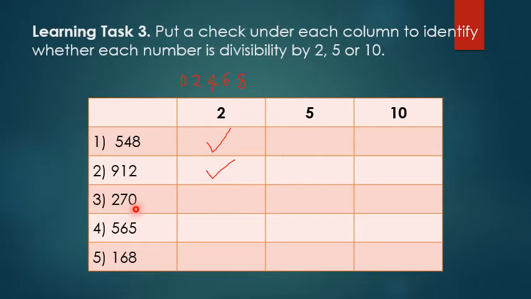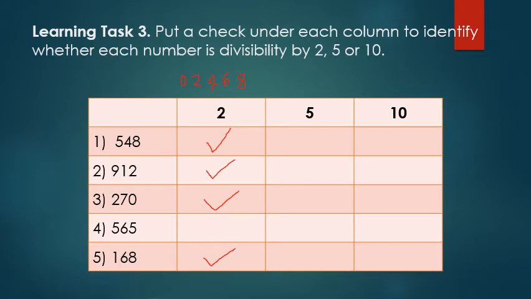How about number 3, 270? So, saan siya nagtatapos? Sa 0. So, nandito po ba ang 0? Okay, so nandun po siya. So, siya ay divisible by 2. How about number 4? 565. Saan nagtatapos ang 565? Sa 5. So, nandito po ba siya? Okay, so wala. So, hindi tayo maglalagay ng check dito. And number 5, 168. Saan nagtatapos ang 168? So, sa 8. Nandito po ba ang 8? Okay, very good. So, siya ay divisible by 2.